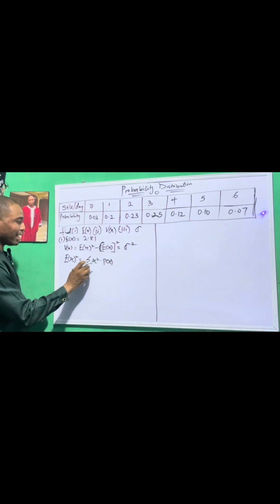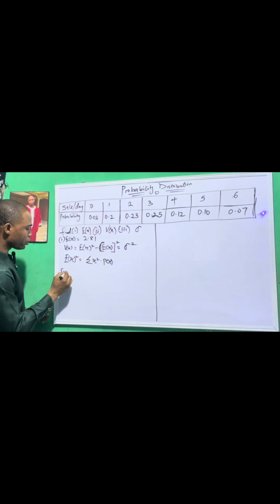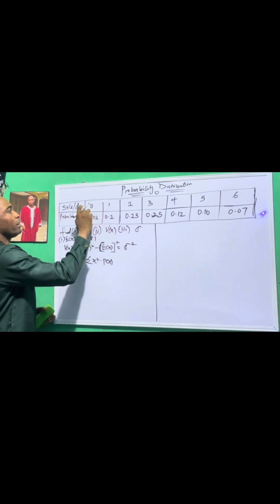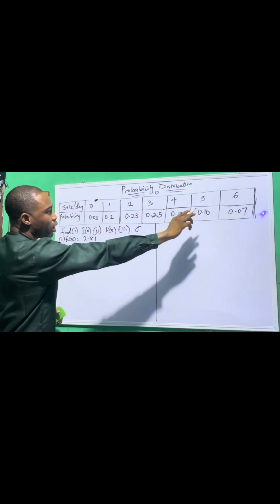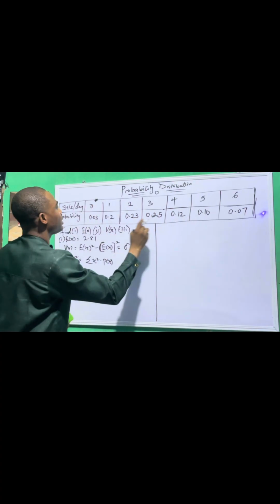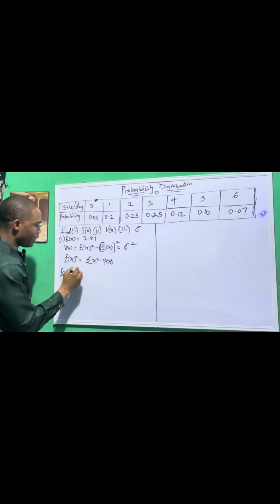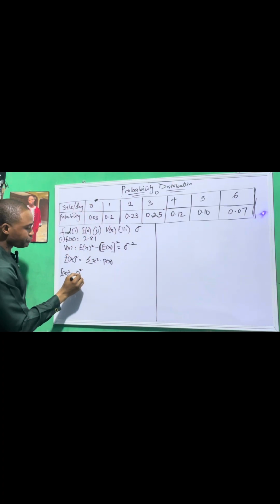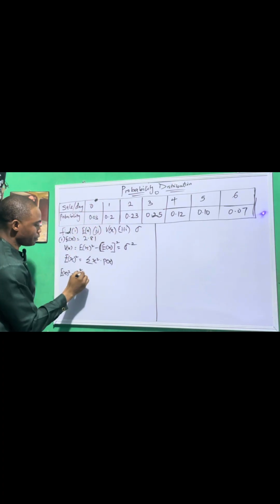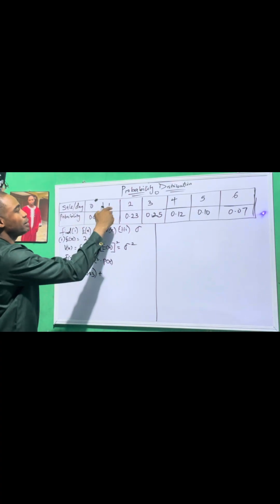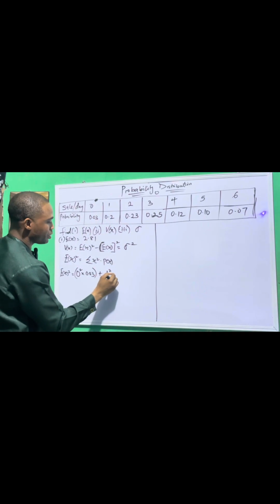To analyze this, the expected value of x squared will equal the following. The value of my x represents the first row, and my probability represents the second row. Therefore, I'm going to have 0 squared multiplied by its probability, 0.03. Then you close the bracket, plus the next one: 1 squared multiplied by its probability, 0.2.